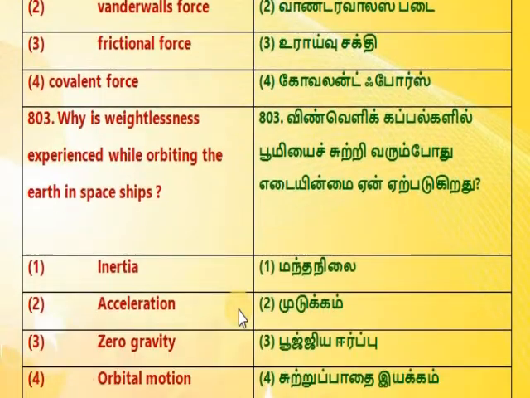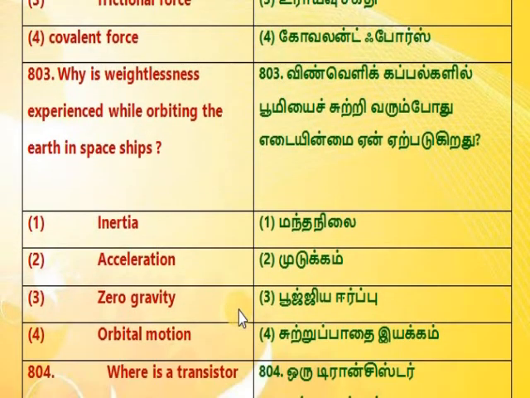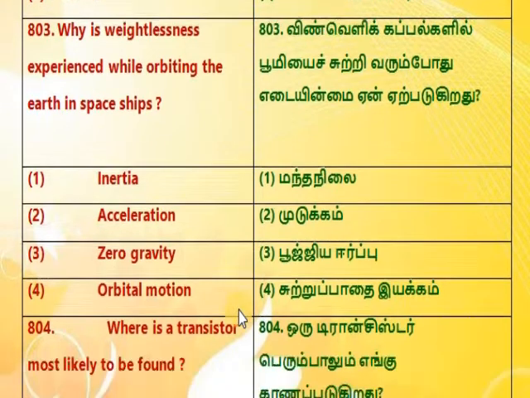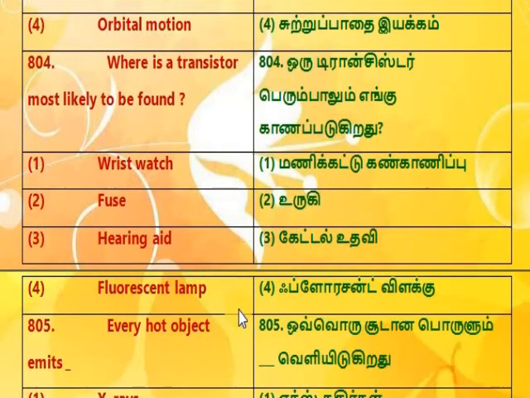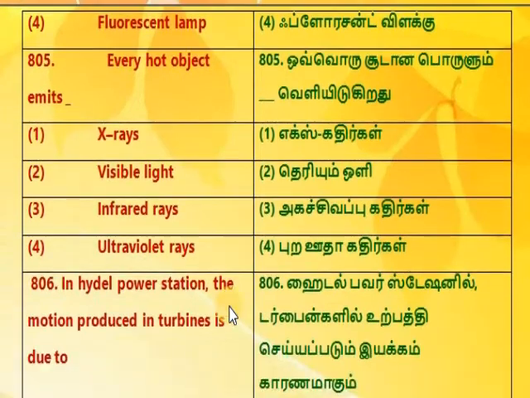803. Why is weightlessness experienced while orbiting the Earth in spaceships? 1. Inertia, 2. Acceleration, 3. Zero gravity, 4. Orbital motion. 804. Where is a transistor most likely to be found? 1. Wristwatch, 2. Fuse, 3. Hearing aid, 4. Fluorescent lamp. 805. Every hot object emits _. 1. X rays, 2. Visible light, 3. Infrared rays, 4. Ultraviolet rays.